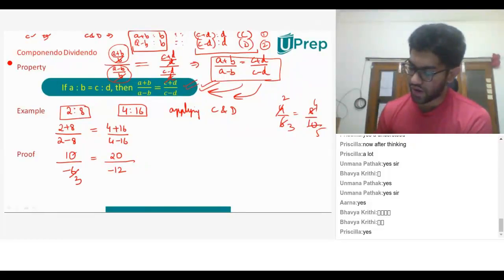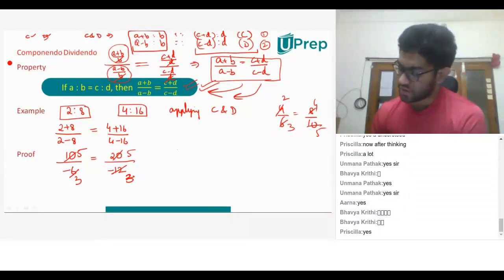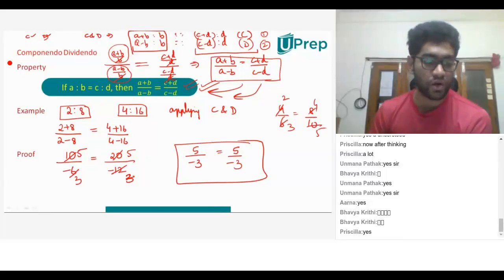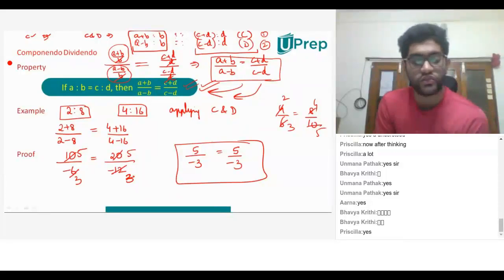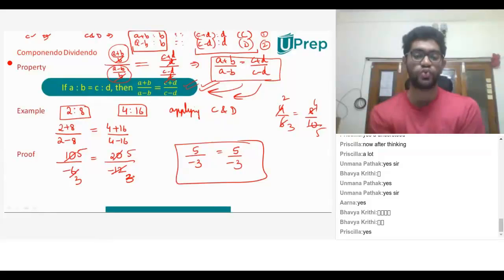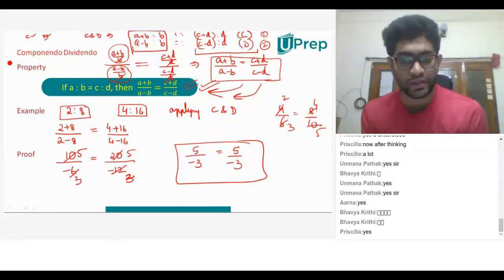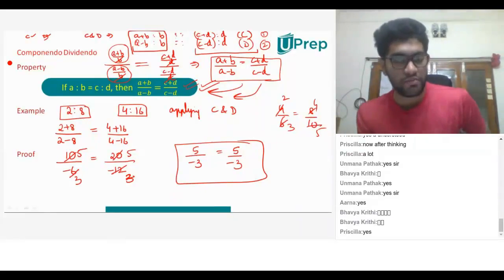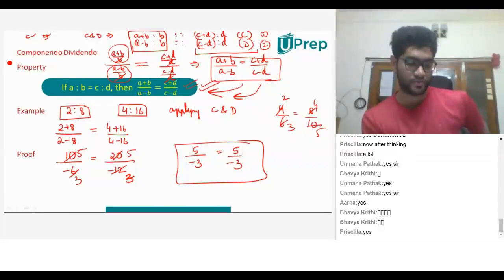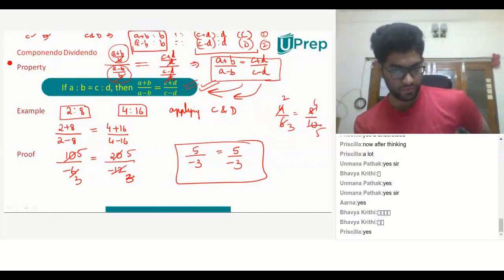Everyone's following? How can I simplify it? 2 3s are, 2 5s are, 6 2s are, sorry, 4 3s are, 4 5s are, 5 by minus 3 is equal to 5 by minus 3. Aren't both the same now? Proportion is equating or equality of two ratios. When we did that, aren't we getting the same thing? 5 by minus 3 is equal to 5 by minus 3. Yes, sir, we are getting.